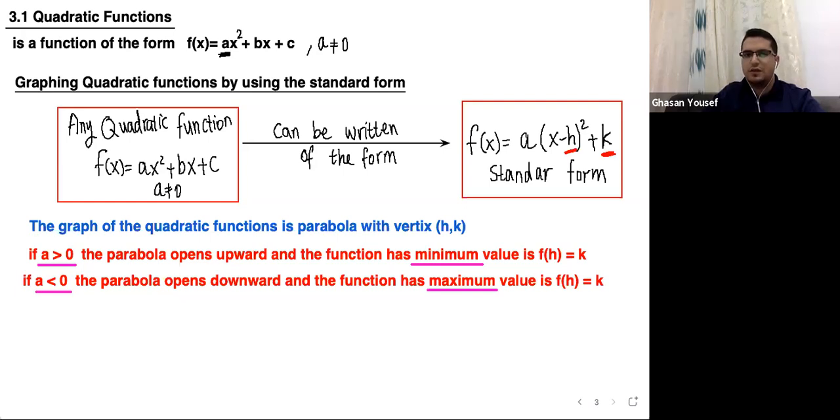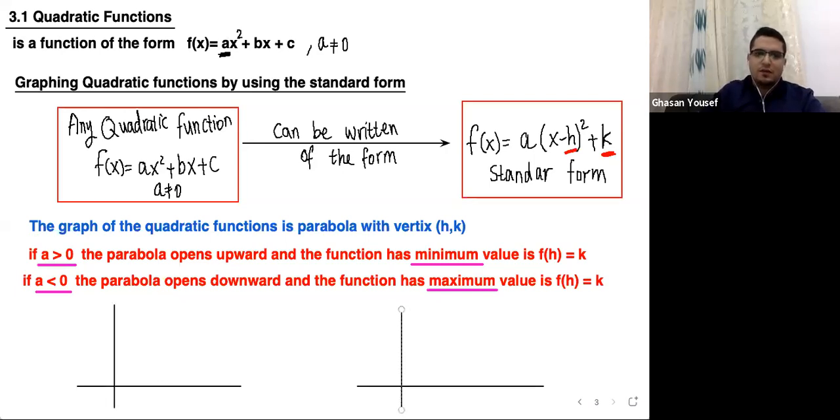I'm going to graph a sample for this. What is the meaning of opening upward? What is the meaning of opening downward? So here is my parabola, for example. Suppose my Cartesian plane is like this, and I have another Cartesian plane here. The first parabola is something like this, such that, like I said, the quadratic function is a parabola. All the quadratic functions are parabolas. So this is my parabola.